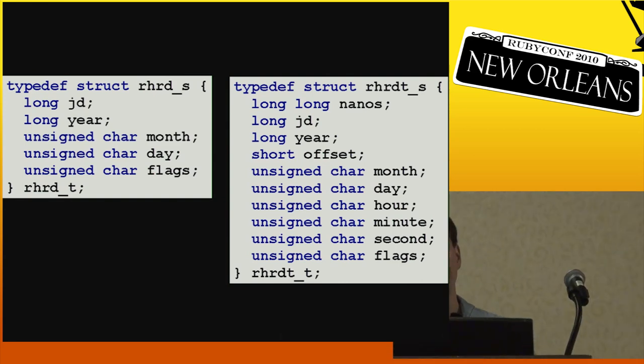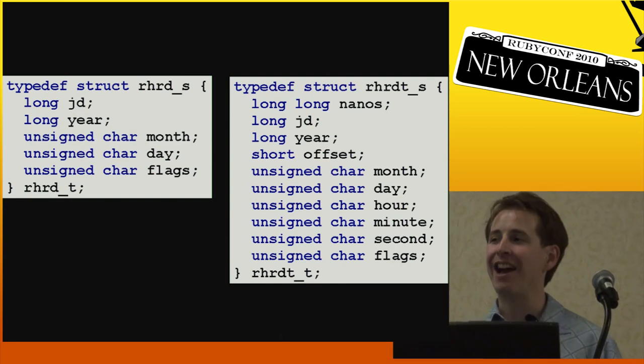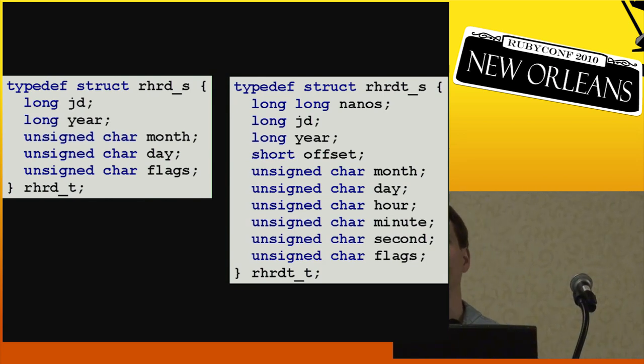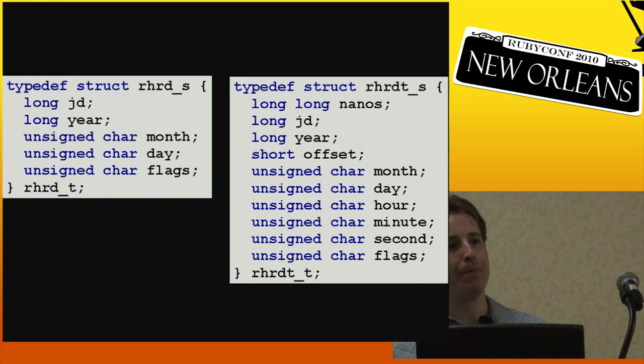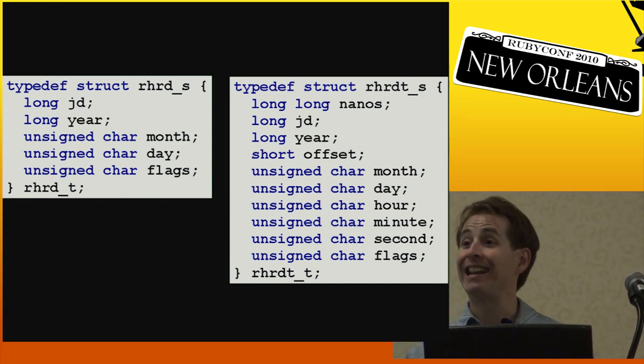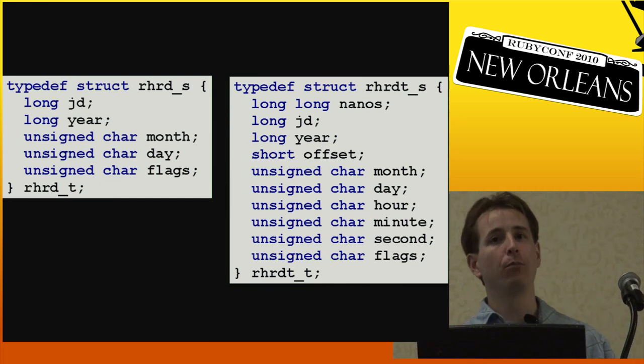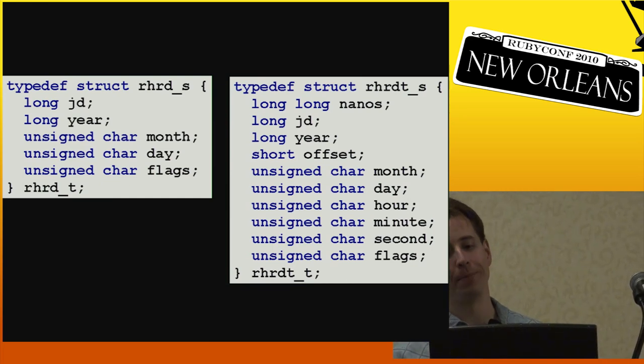Another trade-off is that because two separate structures are used and they have different layouts, you cannot use the date and date-time structures interchangeably in C code. This means that many methods that are defined in date and inherited by date-time in the standard library need to have separate versions written for both date and date-time in Home Run.